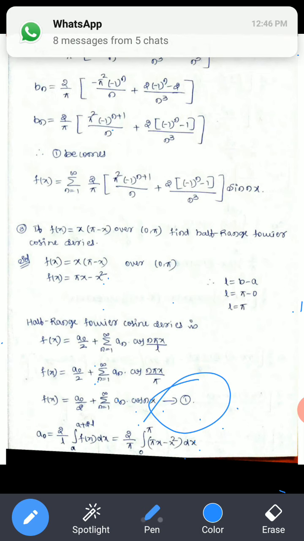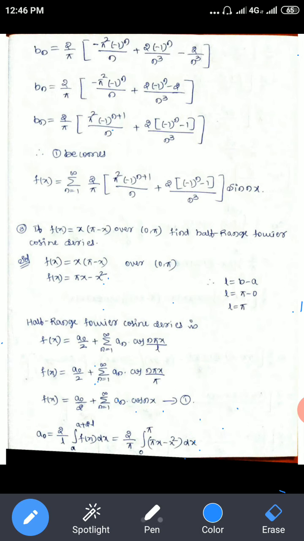Next, what is a naught and what is an? We will take a naught, that is 2 by L, integral from a to a plus 2L of f of x dx. Length of the interval is pi, that I will substitute here. The total interval is 0 to pi, and f of x is pi x minus x square, into dx.